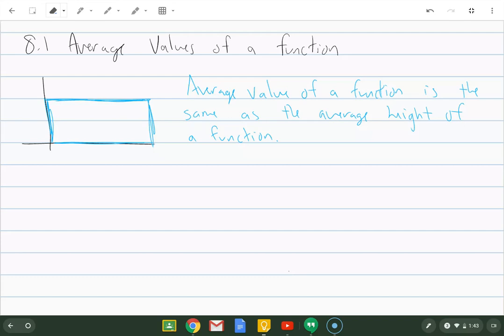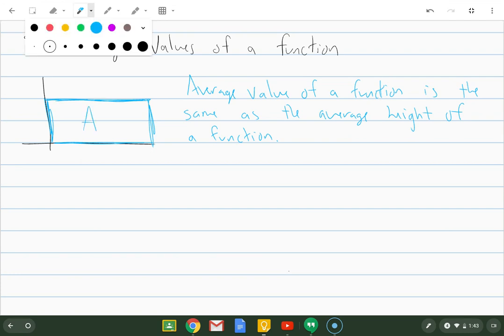This is 8.1, average values of a function. So one way to think about average value of a function, it's the same as the average height of a function. Okay, so if we break this down to something fairly simple, let's say we look at a rectangle. So we can say the area inside the rectangle, let's use blue, is the area of the function.